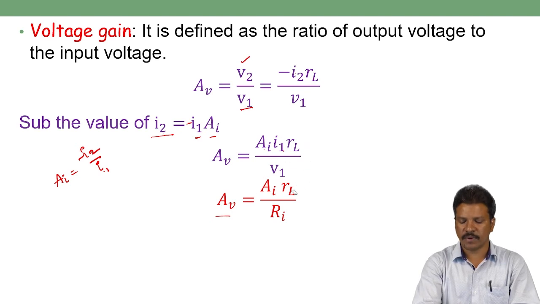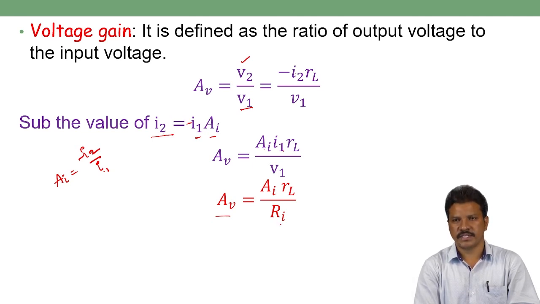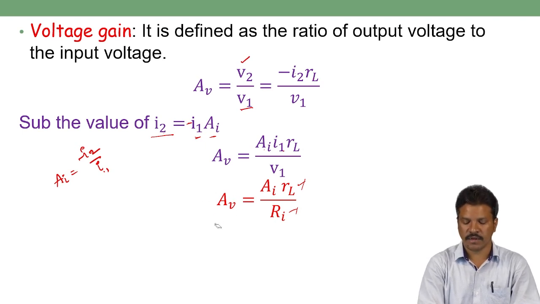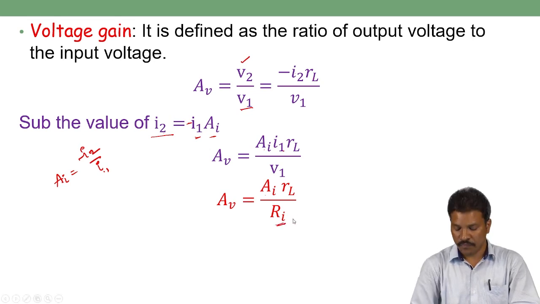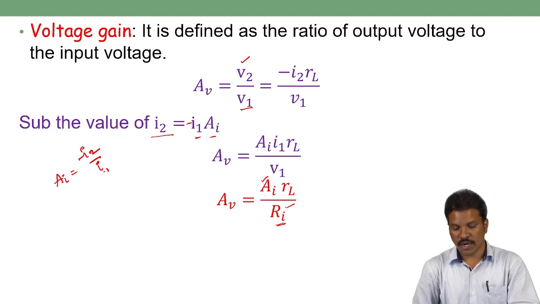So voltage gain is nothing but current gain into RL divided by input resistance Ri. Here resistance units cancel, current gain has no units, and voltage gain has no units, so you get no units on the left side. Ai, the current gain, we already had, along with RL and input resistance Ri. Once we first calculate Ai and then Ri, substitute those parameters in Av and multiply with RL, and you will get the voltage gain.